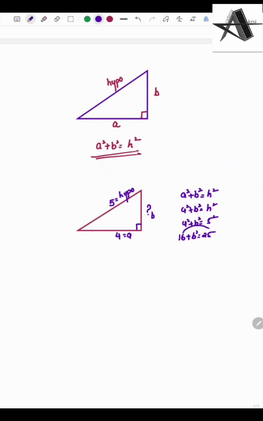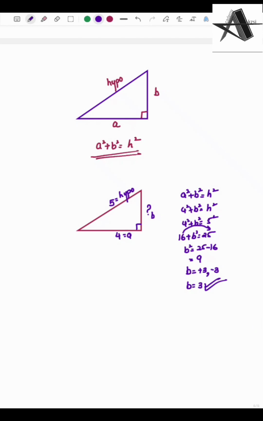On transposing, it will go there. B squared is 25 minus 16. Always remember to subtract it. This will give you 9. So if B squared is 9, take the root of both sides. B is plus 3 and negative 3. Whenever we take a root, we get two answers, positive and negative. Definitely a side can never be negative. So B is 3. This is how you can apply the Pythagoras theorem.